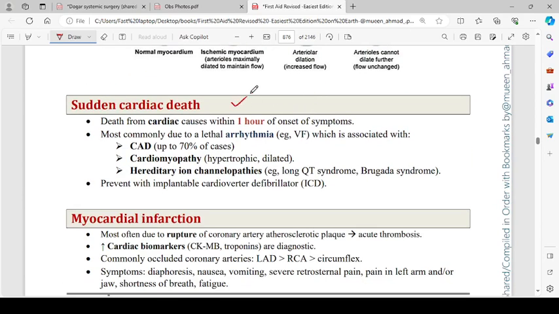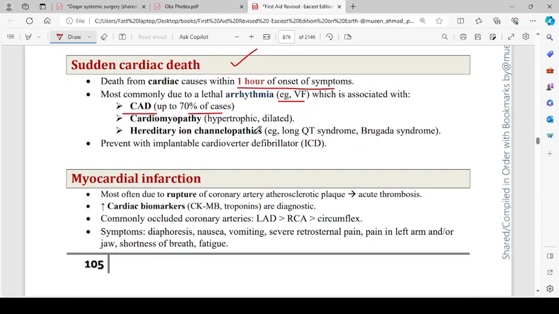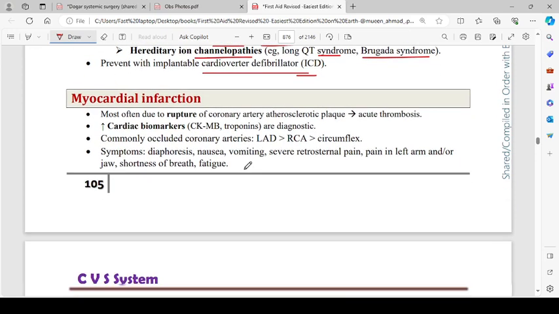Then we have sudden cardiac death, SCD. Death from cardiac causes within 1 hour of onset of symptoms is called sudden cardiac death. Most commonly due to a lethal arrhythmia like ventricular fibrillation, which is associated with coronary artery disease in up to 70% of the cases, cardiomyopathy, hypertrophic and dilated, and hereditary ion channelopathies like long QT syndrome and Brugada syndrome. Brugada syndrome is more common in schizophrenic patients. Prevent with an implantable cardioverter defibrillator, that is an intracardiac device.